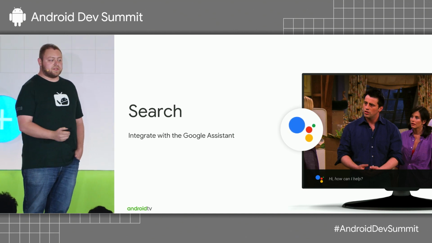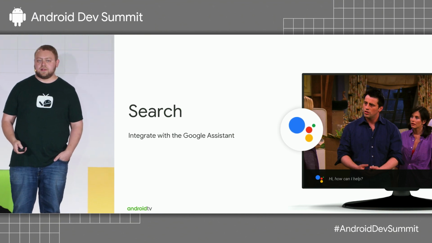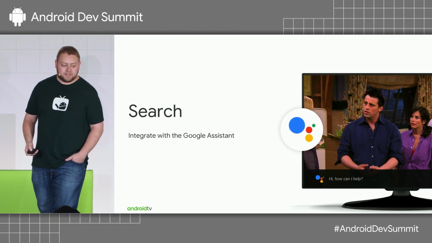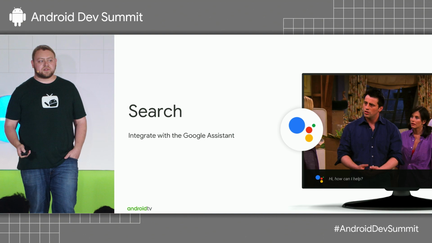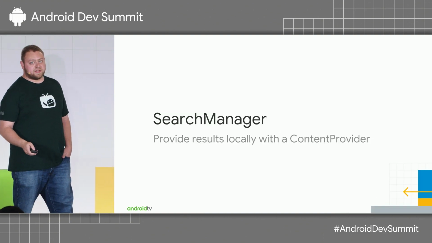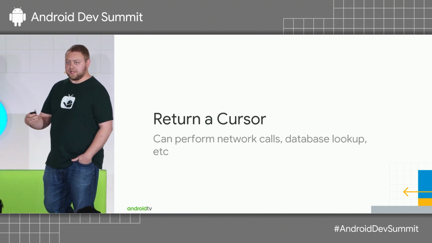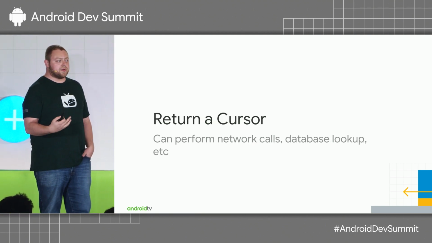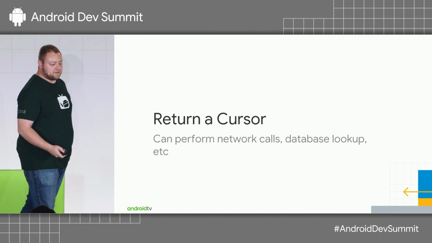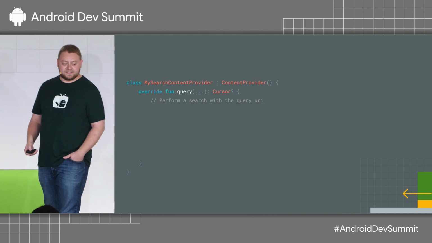Let's look at another example, search. Again, we talked about this at I/O, and there's tons of documentation on this. So I'm going to breeze through some of these things quickly. Search is all supplied with a content provider. Content providers are pretty simple. They return a cursor. You're able to do whatever you want in the background with this content provider. So boom, magic content provider.